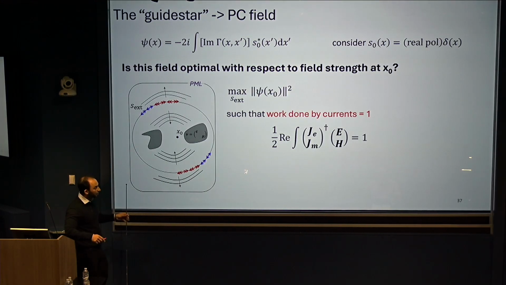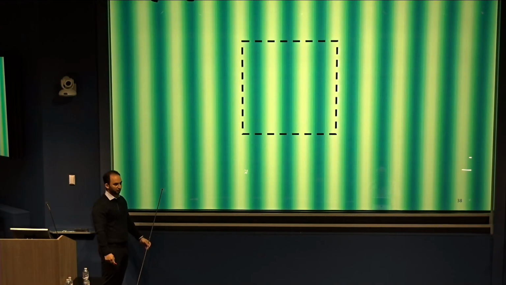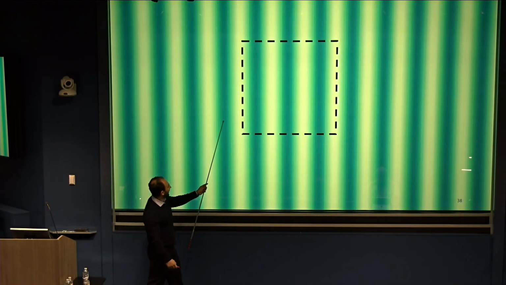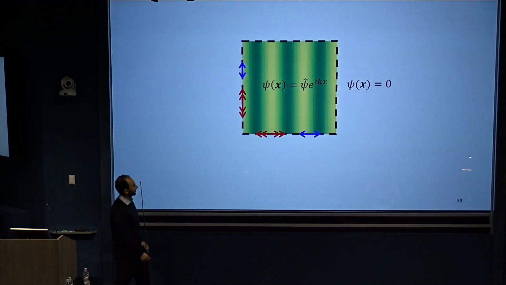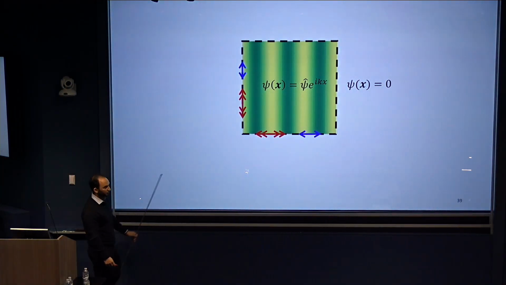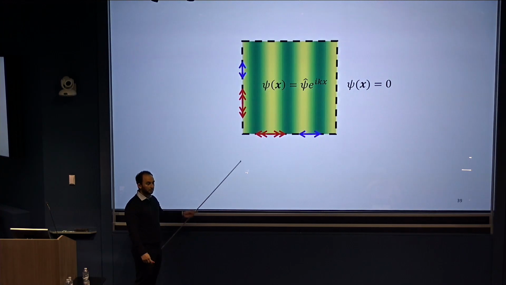So, a quick detour on work done by currents. Suppose I just have a plane wave propagating in free space. The surface equivalence principle tells me that I can draw a bounding sphere anywhere for this plane wave. I can specify currents according to the normals on these boundaries that nullify the fields to the exterior and produce a field to the interior. These currents are doing no work. There's no radiation.